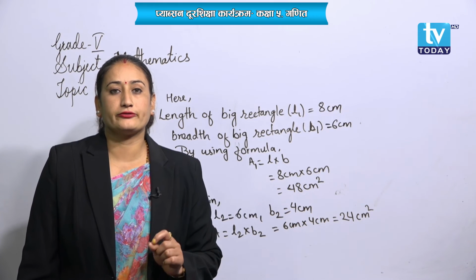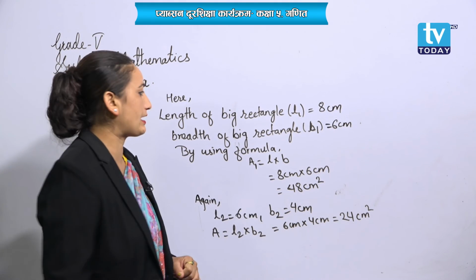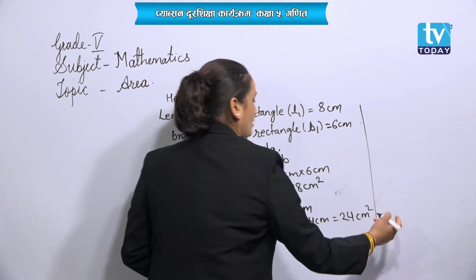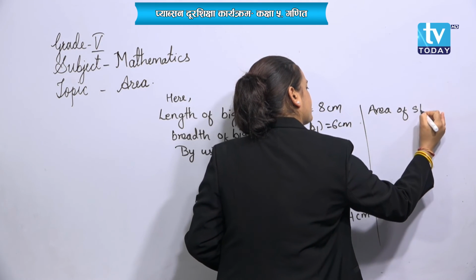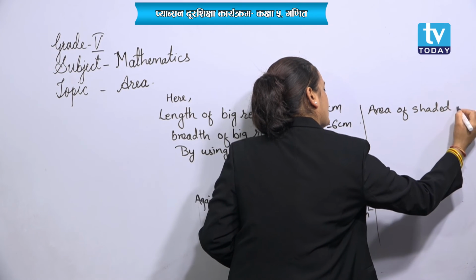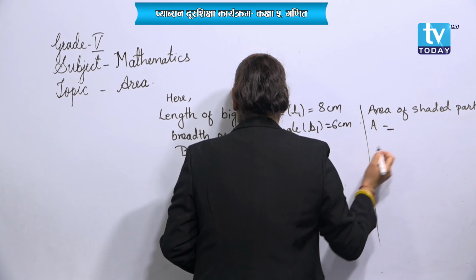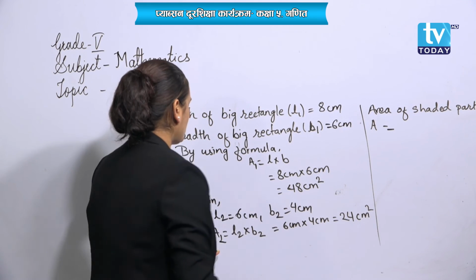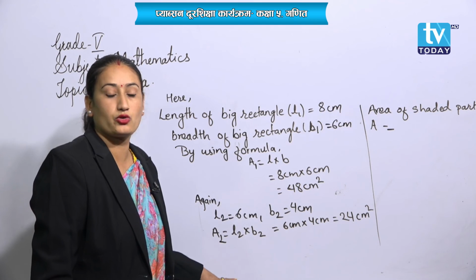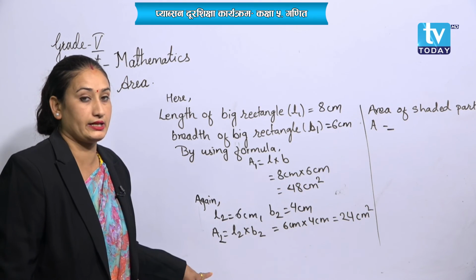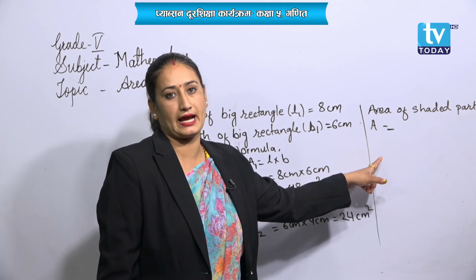You have to find out the area of a shaded region. Then how to find out the area of a shaded region? So I am writing here. See here, area of the shaded part is A, okay? So here the area of the bigger rectangle is A1, the area of the small rectangle is A2. Now the area of the shaded region, okay.